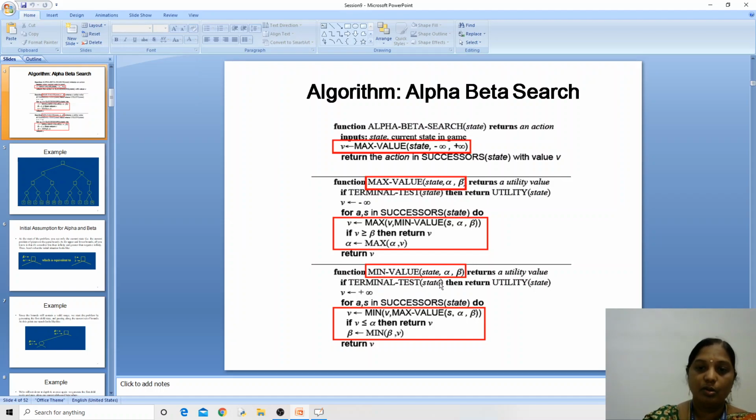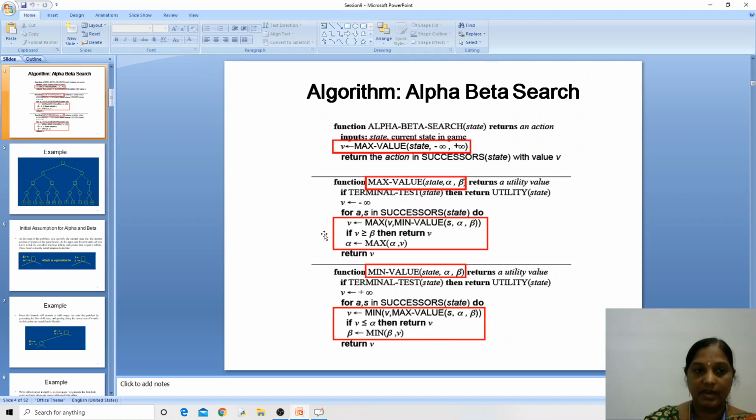Next, this is the function for min value. In min value you pass the same parameters. The only difference is that v is assigned plus infinity, because the minimum player always tries to decrease the value. And here, instead of checking v greater than or equal to beta, we check v less than or equal to alpha, and then return v. So this is the algorithm.